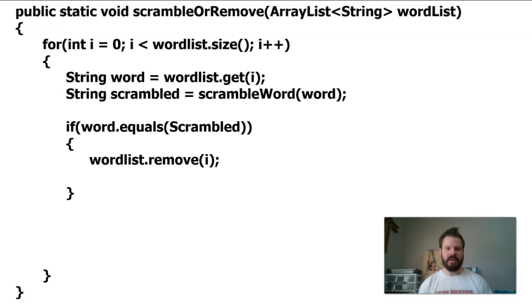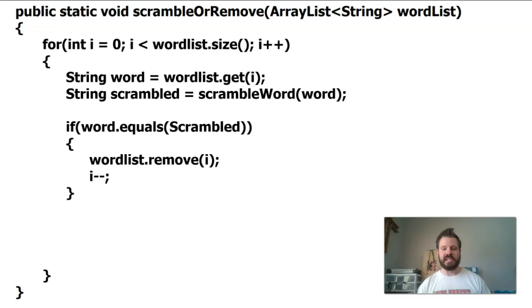If so, I want to remove that, so we'll just say wordList.remove(i). Again, that's going to remove the ith element from our word list. And then one trick that we haven't seen for a while: if I'm looping through an array list with a for loop and I'm removing things, after I remove I need to say i minus minus. Otherwise I'm going to skip the next word when I make my check.